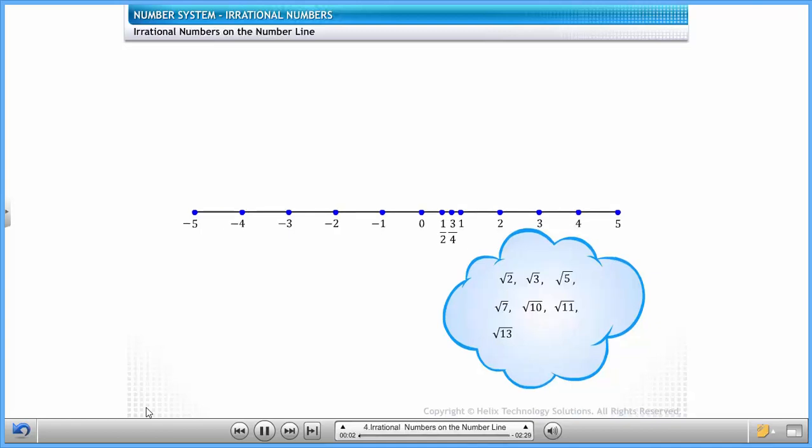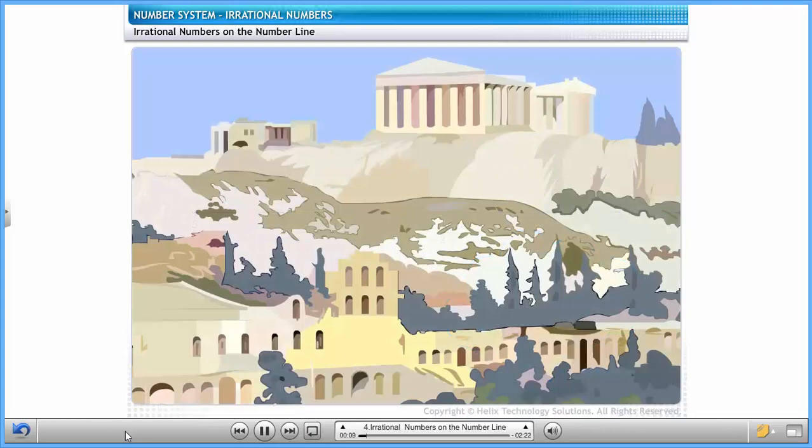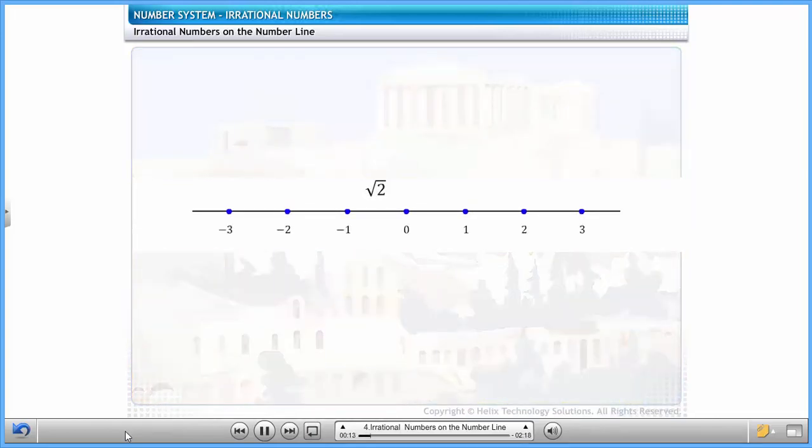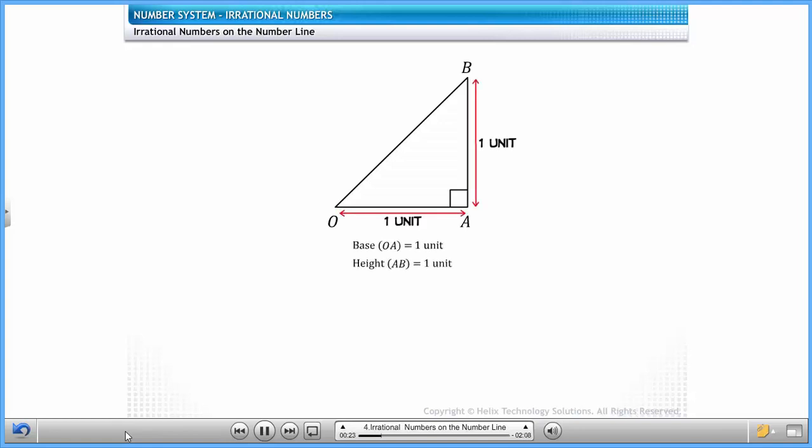We'll begin with the representation of square root 2 on the number line. The method that we are about to discuss was discovered by the Greeks. Let's see how they represented these numbers on the number line. Consider a right-angled triangle OAB. Its base OA and height AB are 1 unit each. Here we need to find the hypotenuse OB.